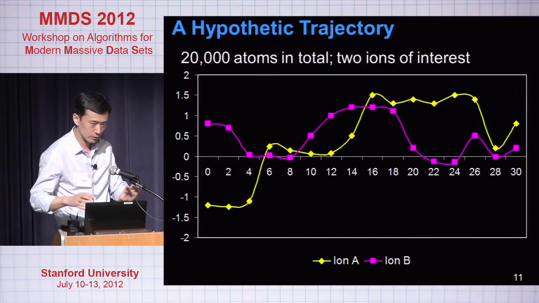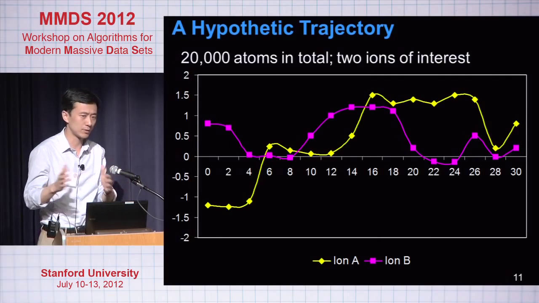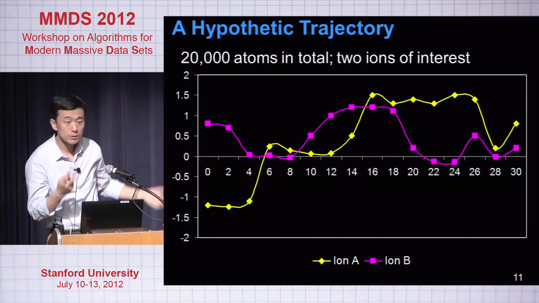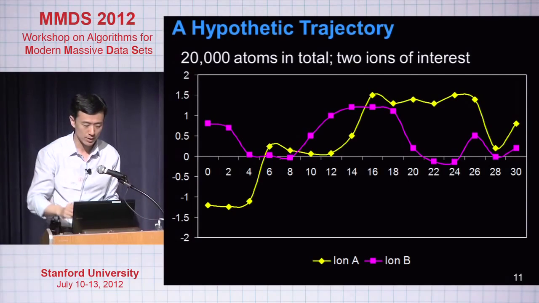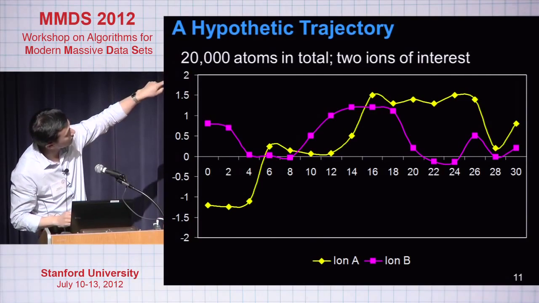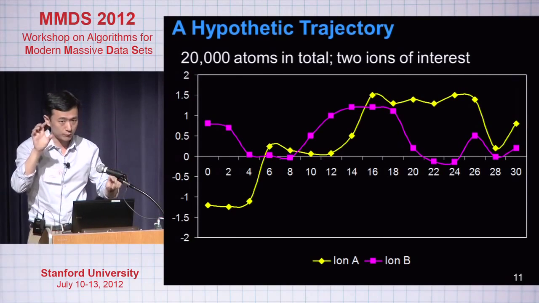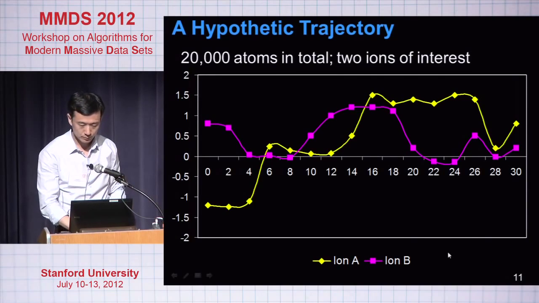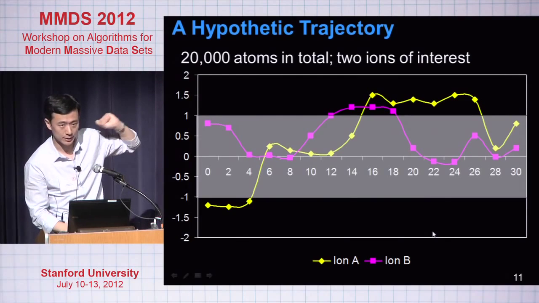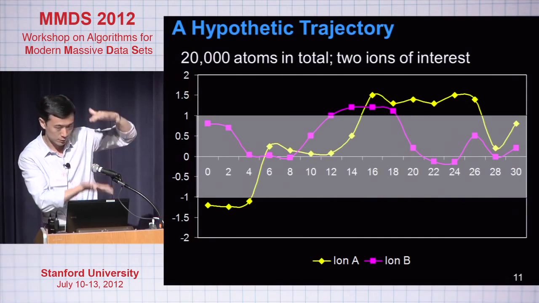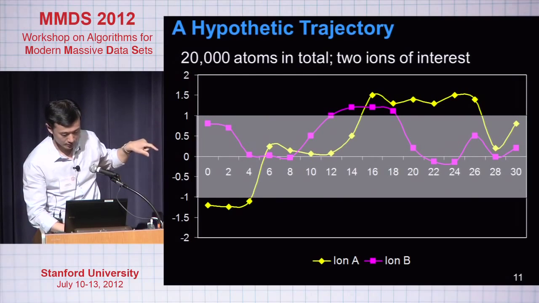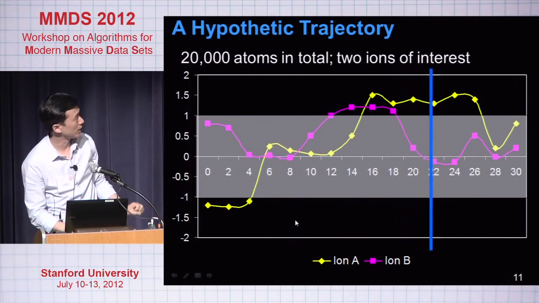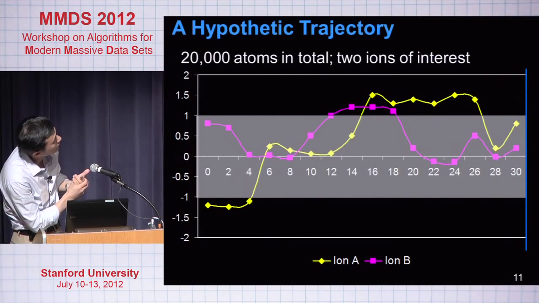Now, just to give you a concrete sense, let's say we have a very short trajectory, only 30 frames, and we are only interested in 2 particular ions in the system. The pink line and the yellow line are just hypothetical positions of these 2 atoms at different time steps. Right? It's a time plot. Now, assuming this gray area is the span of the channel, you run a simulation starting from the blue line and move forward in time.